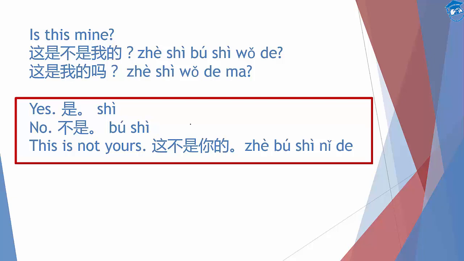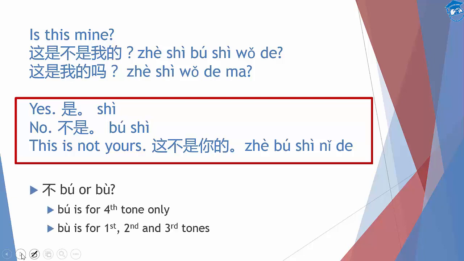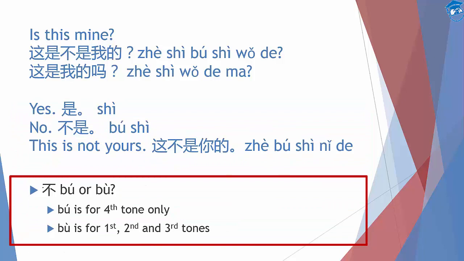And here there is no new word, so I don't have to write on the screen. But if you have noticed, you have learned this word as 不, which has the fourth tone. Previously you used this in 不好, which means not good. But in this case, we are saying 不是, which is the second tone. Why is there a change in tones?